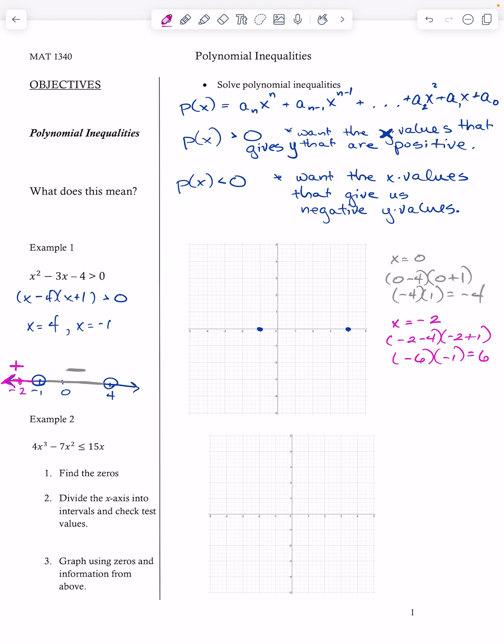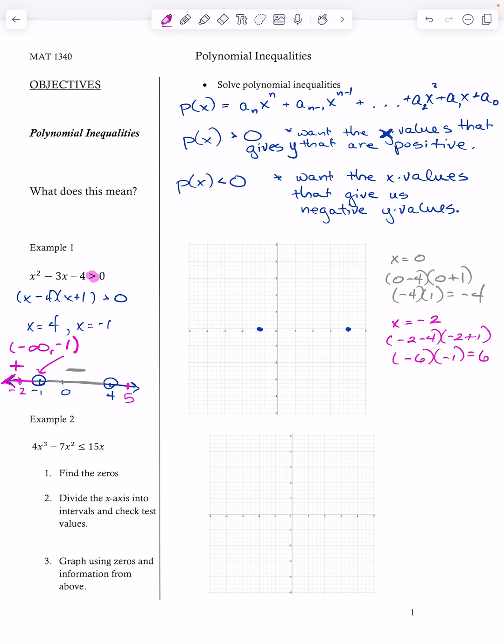Okay. So I know my solution is going to contain this interval, negative infinity to negative 1. That's my cutoff right here. And I know I cannot use negative 1 because we are looking for this to be strictly greater than 0. At negative 1, it equals 0. So we're not going to use that.